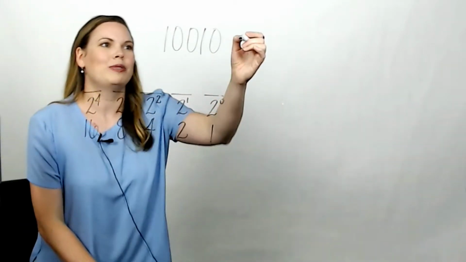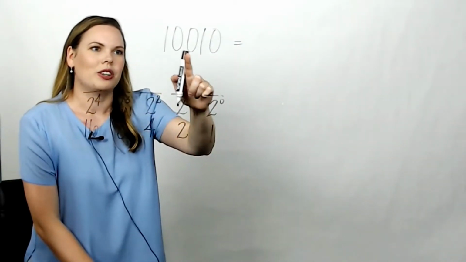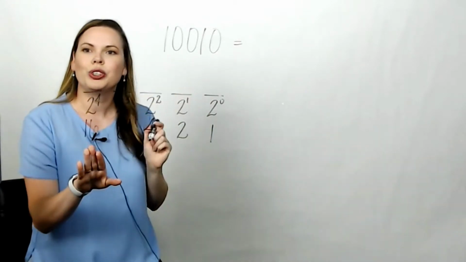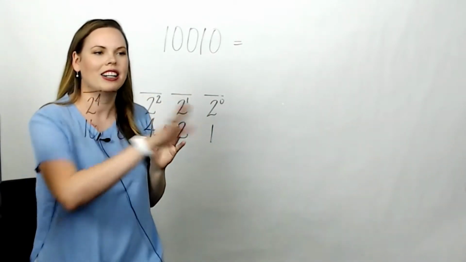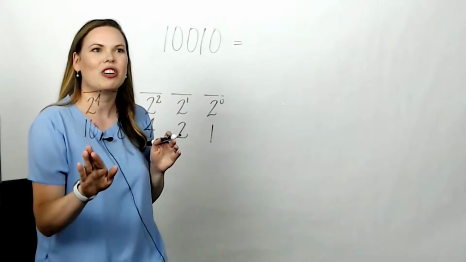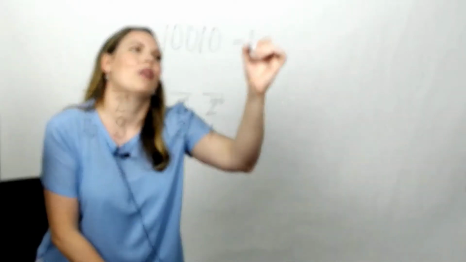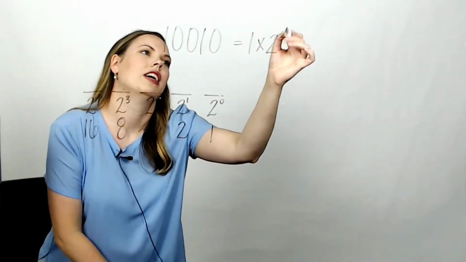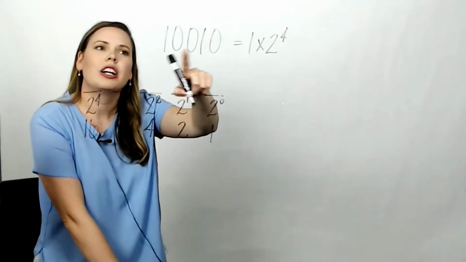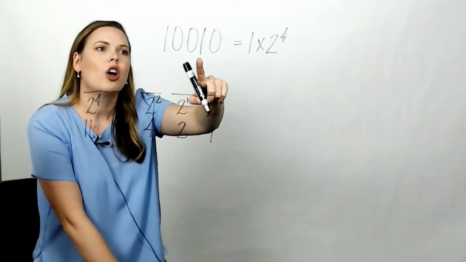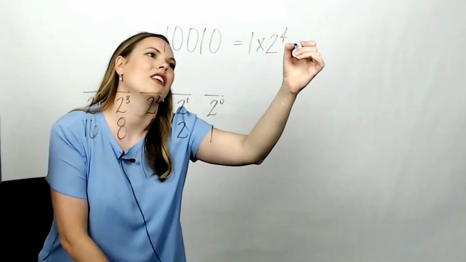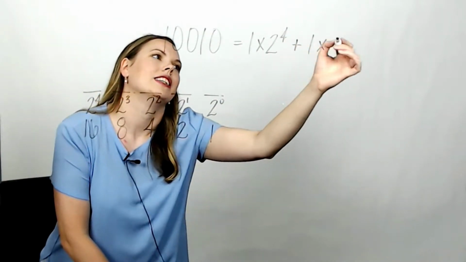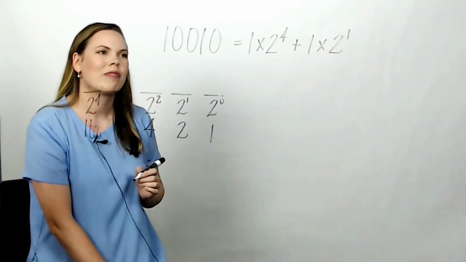Writing it out in full expanded form, we are in the 1, 2, 3, 4, 5th place, which is 2 to the 4th. Careful with that, because it starts at 0. So we're in the 2 to the 4th place here. So 1 times 2 to the 4th, plus 0 times 2 to the 3rd, 0 times 2 squared, 1 times 2 to the first power. I didn't write all the zeros this time.